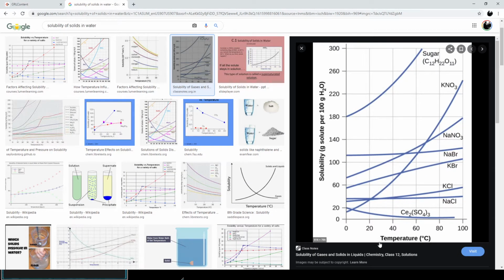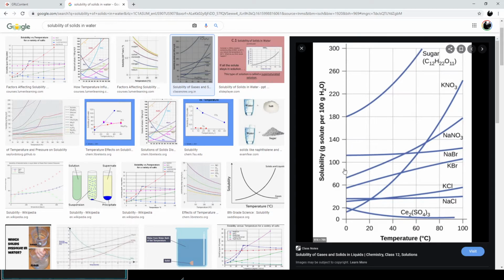For most things, as you increase the temperature of the water, you're going to increase the solubility of it. So you can see, for example, potassium nitrate skyrockets. You can only dissolve maybe 15 grams at ice temperature, but you put it to almost boiling and you're up past 200 grams. So you can see that's more than 10 times as much, just by changing the temperature.